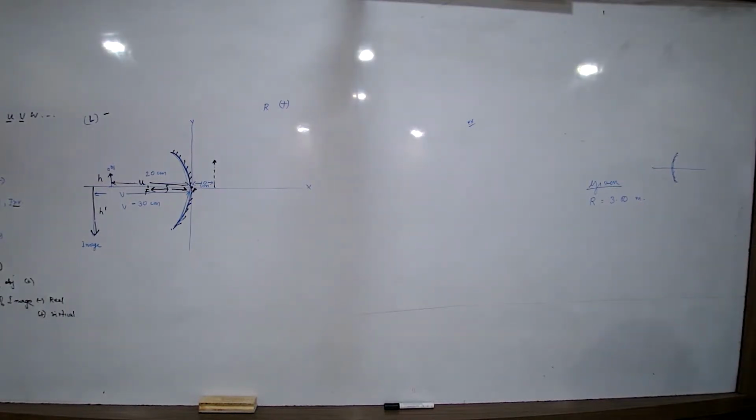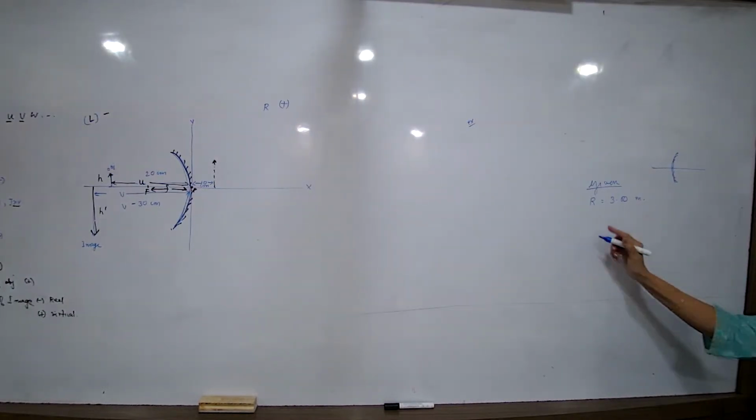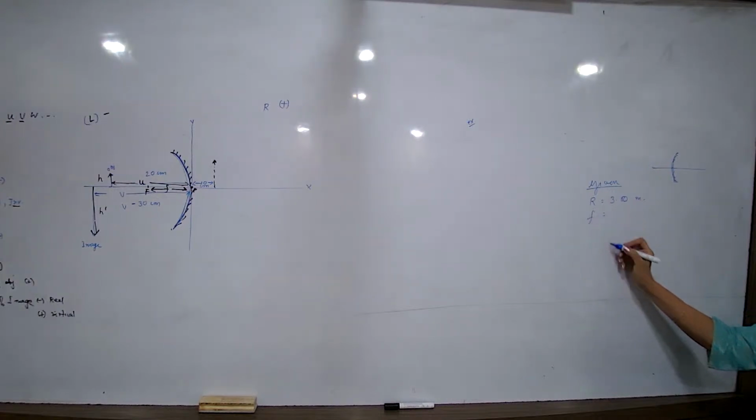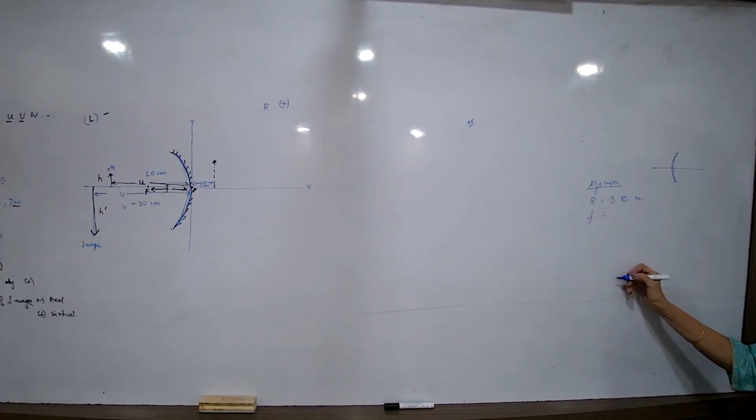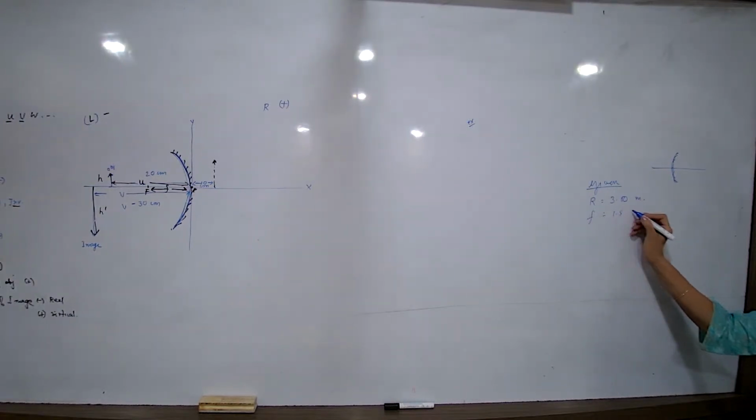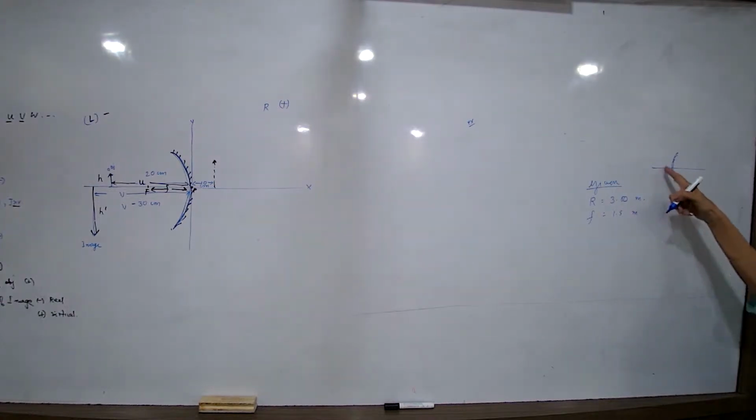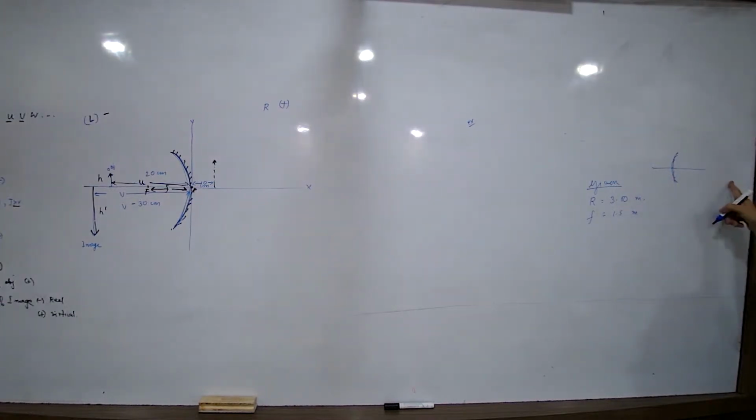If a bus is located, so the moment I write R is 3 meters, can I find out F here? Half of it. So how much will it be? 1.5 meter. Should I show it in front of the mirror or behind the mirror?